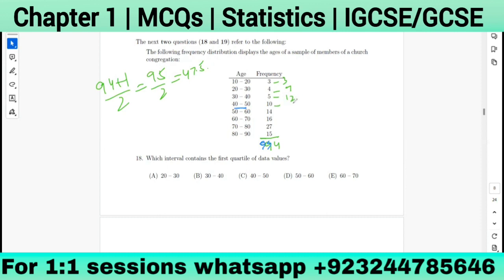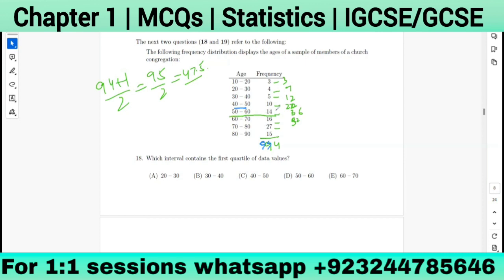12 plus 10 is 22. 22 plus 14 is 36. 36 plus 16 is 52. So it means the 47.5th value lies in this interval, the one with 16, the 50 to 60 interval.